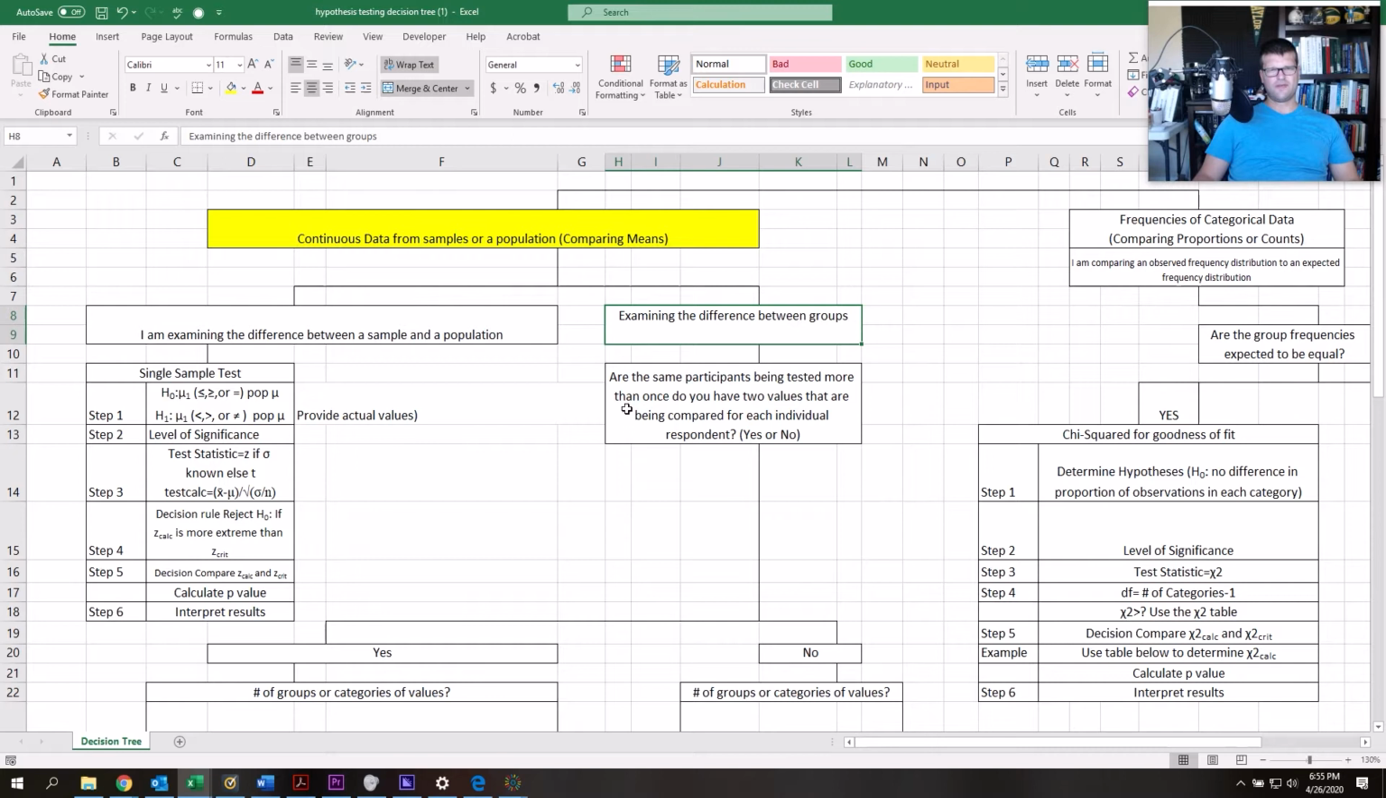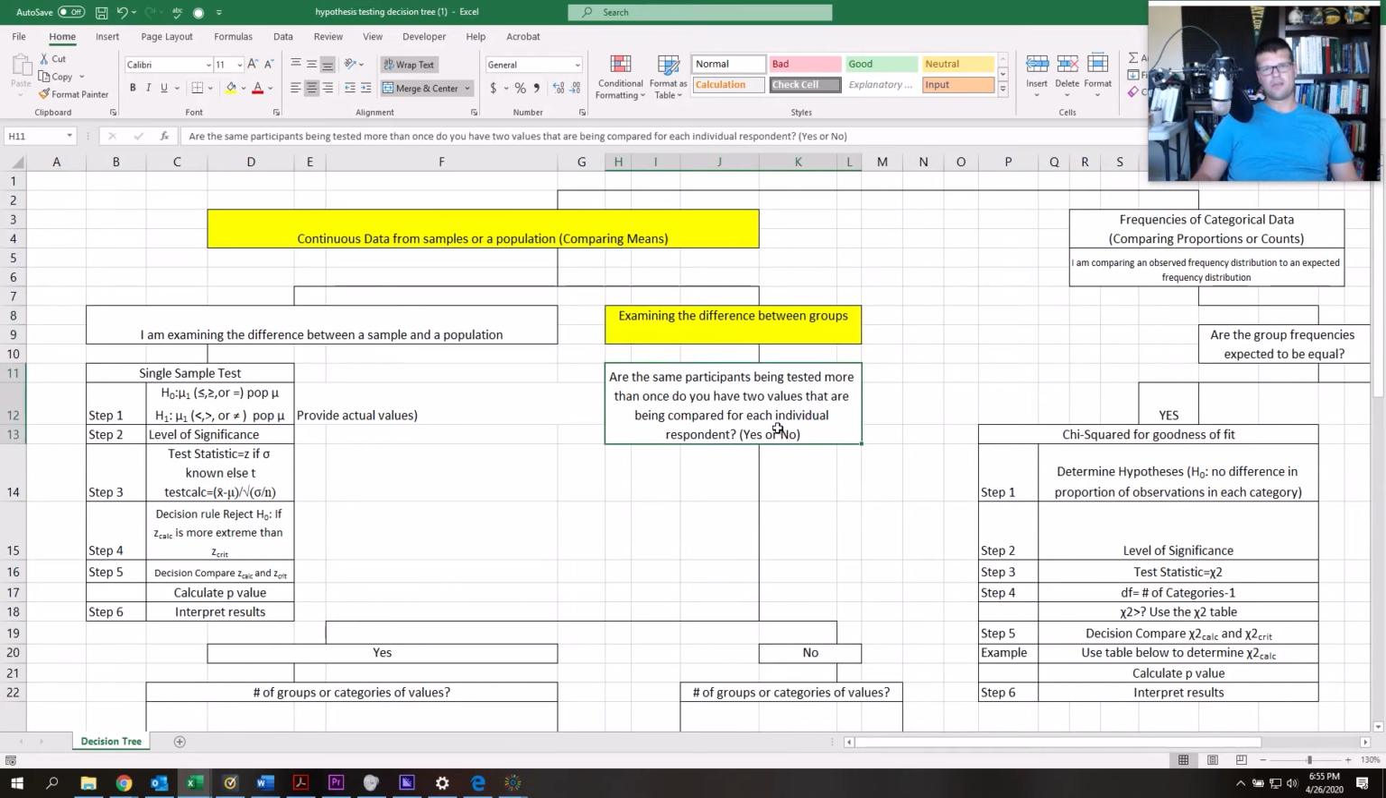This is a little confusing because you're like, I don't know what we're doing. We're not looking at 2 different groups, but we are actually looking at 2 different groups. We're looking at a group of tests before taking blood pressure medication, and we're looking at the same group after taking blood pressure medication. And so we're examining the differences between the same group at 2 different times.